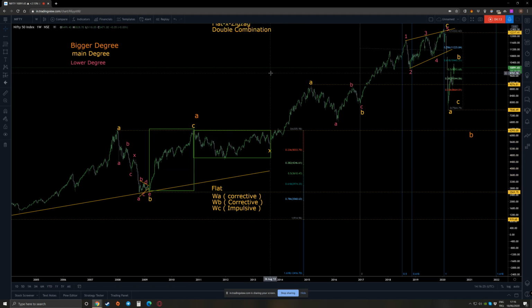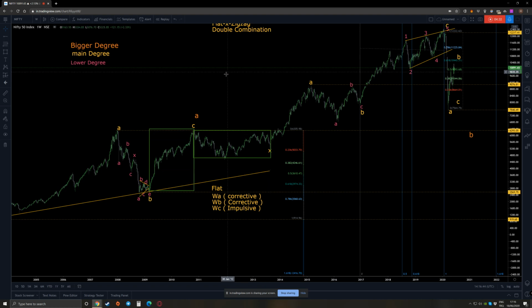Don't forget, price and time. Price and time, price and time. This is why using this method of Elliott waves is very helpful, because not only do you know the price, now we are putting time into our analysis too.